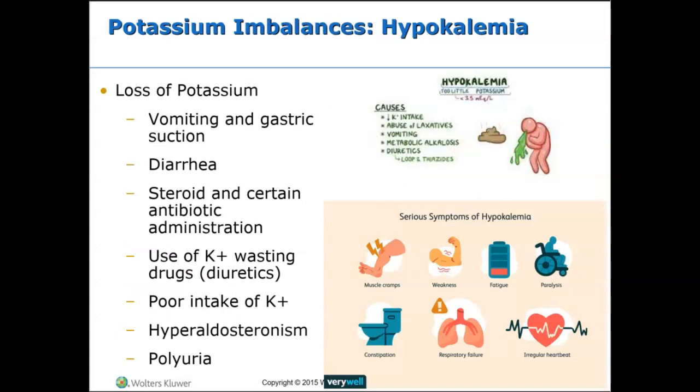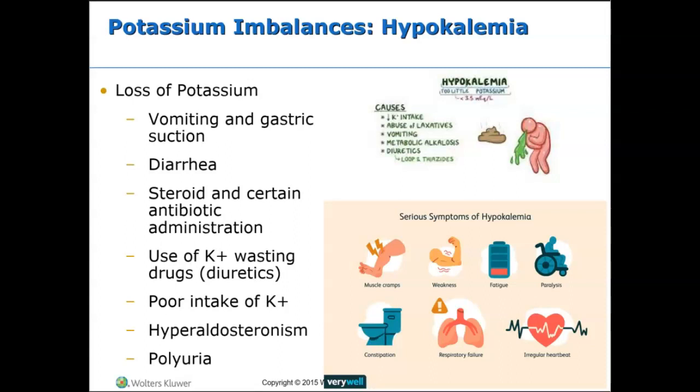In hypokalemia, the patient loses potassium from their system. This could be from vomiting or, again, a nurse gastric suctioning too aggressively. It could be from diarrhea. It could be from the use of potassium wasting diuretics. It could be from some antibiotics. It could be from steroid administration. It could be from poor intake of potassium-rich foods.